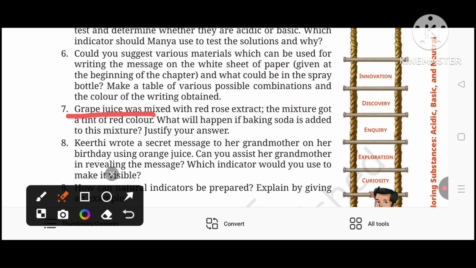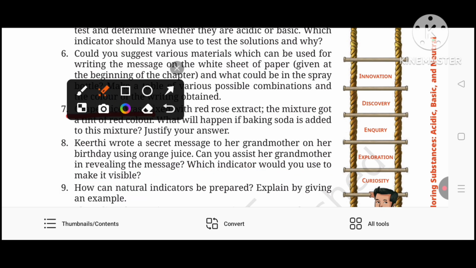Kirti wrote a secret message for her grandmother on her birthday using orange juice. Can you assist her grandmother in revealing the message? Which indicator would you use to make it visible? The grandmother must use the red rose extract to read the message which had been written by Kirti on this white paper sheet.